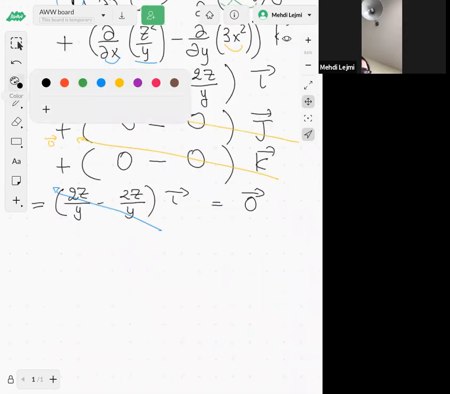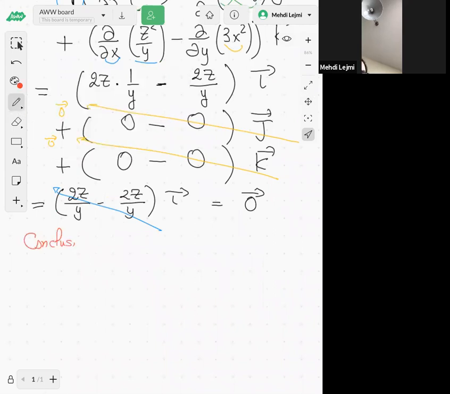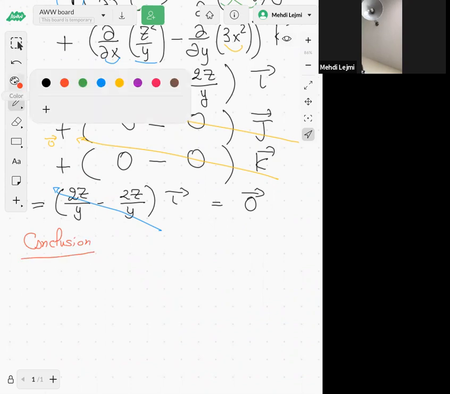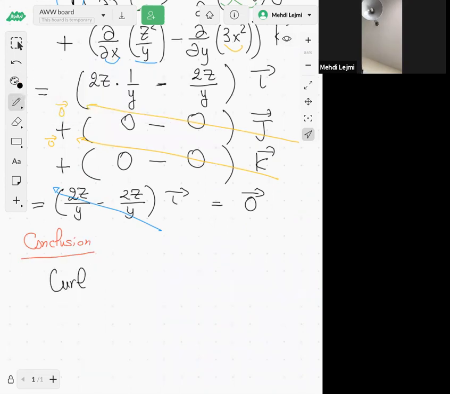Okay, so then conclusion. So curl of f is equal to the 0 vector. As I said, it's the curl of f. It's a cross product, so it's supposed to be a vector. So curl of f is the 0 vector, so then the vector field f is conservative. Okay.